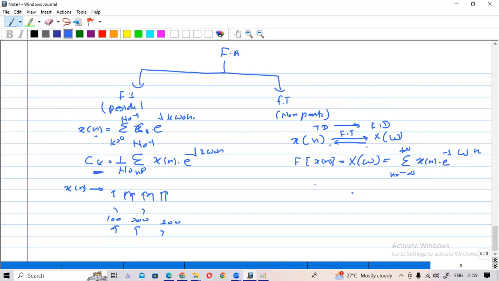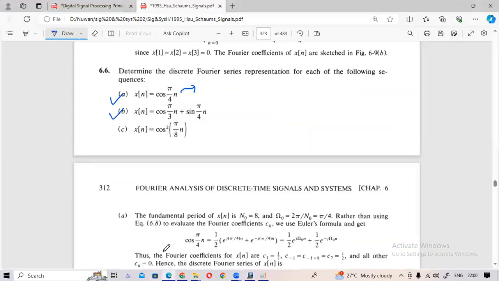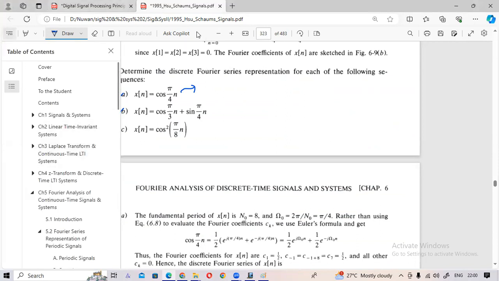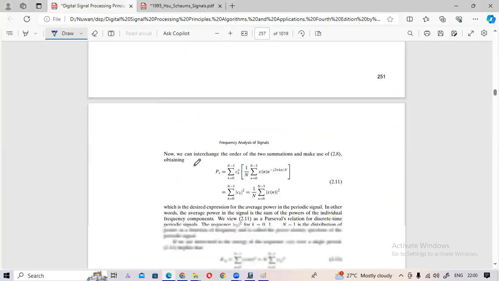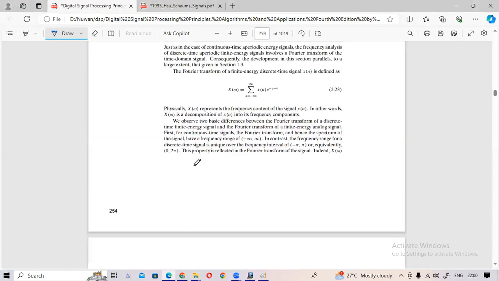So this is the identity for the Fourier transform, and it is for a non-periodic signal. If you are given a non-periodic sequence and asked to find the Fourier transform, it is very easy. You just use this identity and compute the summation. That is enough. You will have the omega value. We will see whether this equation is correct or not. So this is for a non-periodic signal.